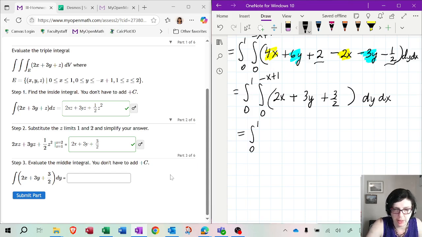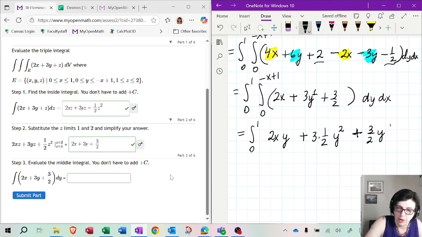All right, now let's start with the middle integral. So again, the same thing happens. 2x with respect to y is a number, so we multiply it by the variable y. Plus, now 3y is not, 3 is a constant multiple, so we keep that, and then we add 1 to the power, and we divide by the same thing. In this case, I just multiply by 1/2. And then 3/2 again is handled as a number with respect to y, so you are multiplying it by the variable, which is y. Okay, now we substitute y equals 0, y equals negative x plus 1.